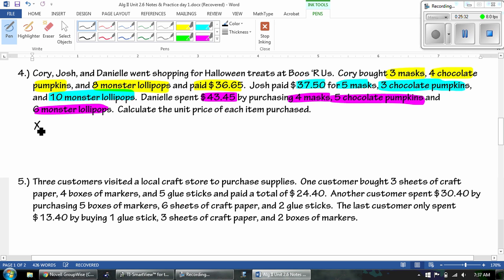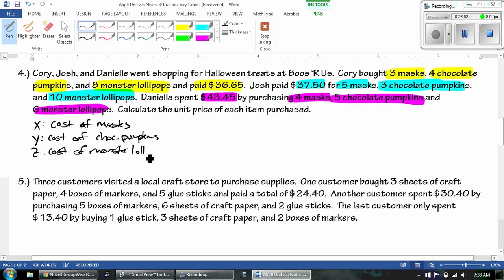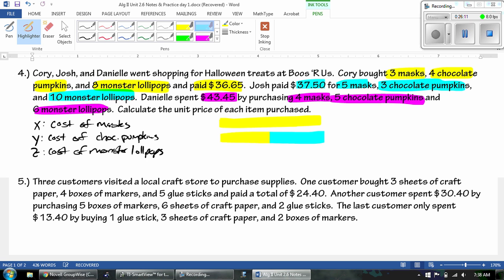Okay, so X, the first thing they talked about was the masks. So X is the cost of the masks. Y was going to be the chocolate pumpkins. So the cost of the chocolate pumpkins. And Z is the cost of the monster lollipops. Okay, so our 3 equations, we've got 1, 2, and 3.